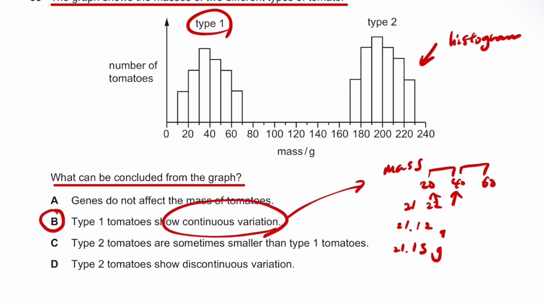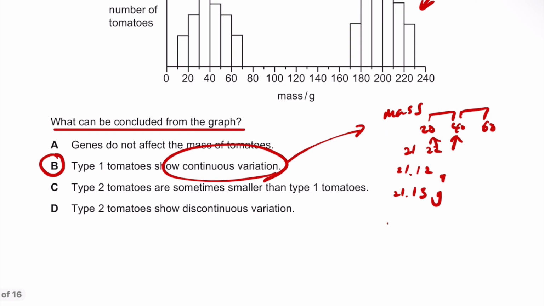So there are tomatoes that weigh like 21.23 grams, and there are also tomatoes that weigh 21.5 grams.